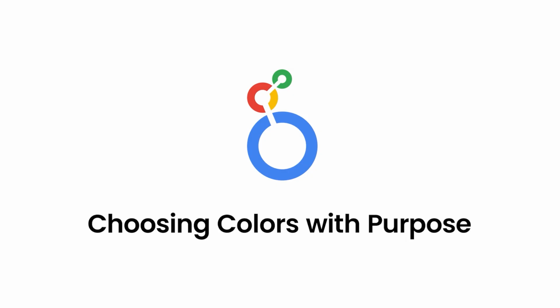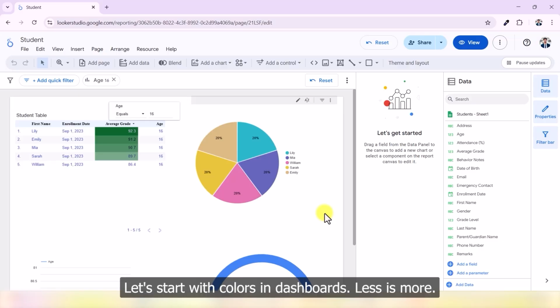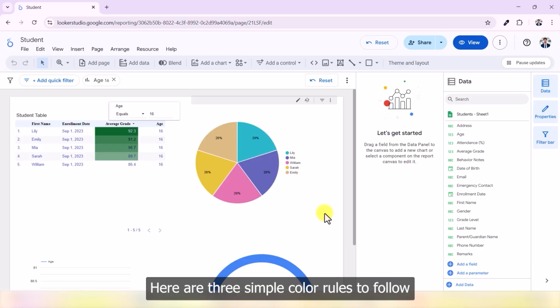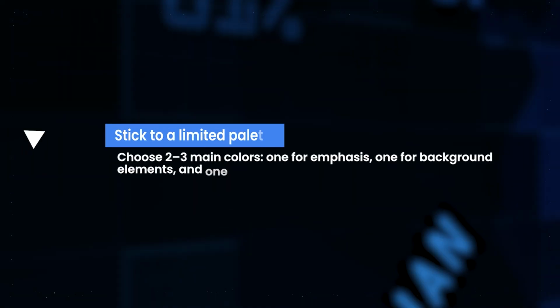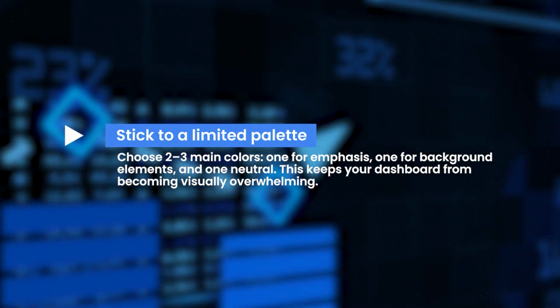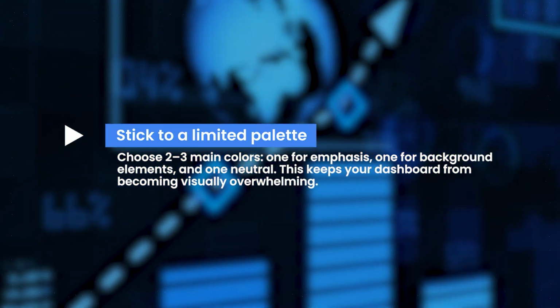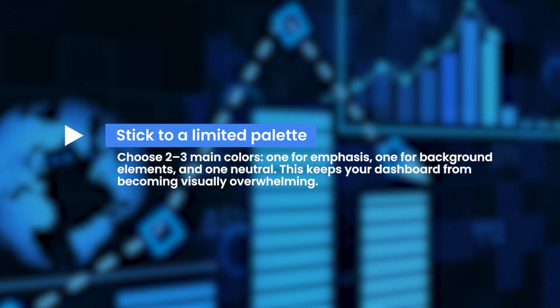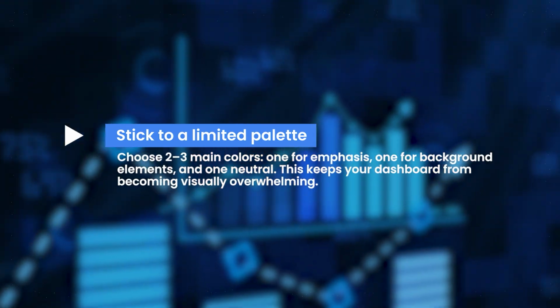Choosing colors with purpose. Let's start with colors. In dashboards, less is more. Here are 3 simple color rules to follow. Stick to a limited palette. Choose 2 to 3 main colors, 1 for emphasis, 1 for background elements, and 1 neutral. This keeps your dashboard from becoming visually overwhelming.